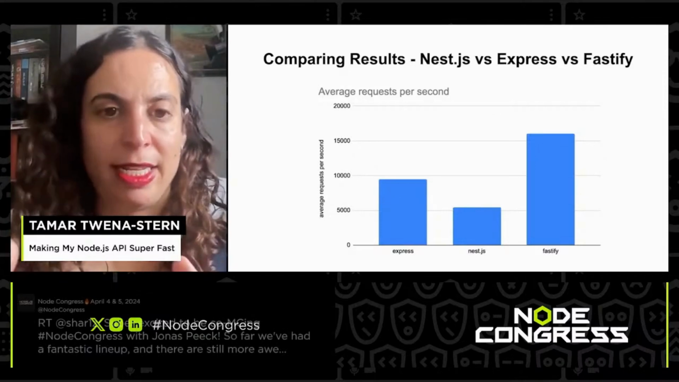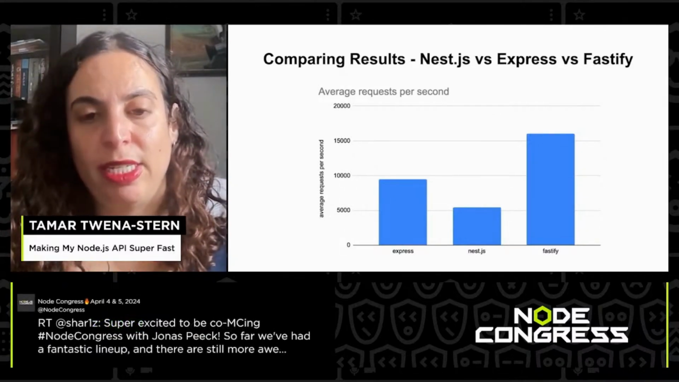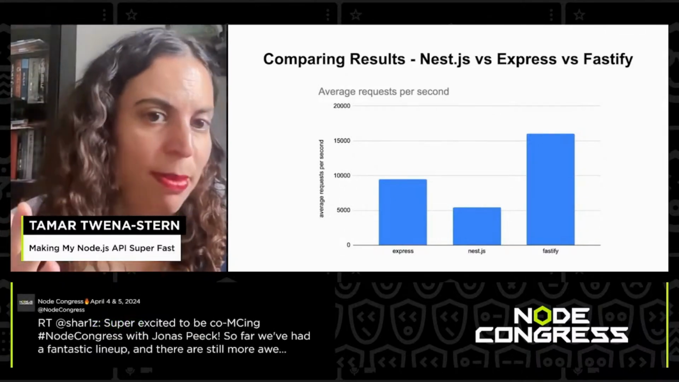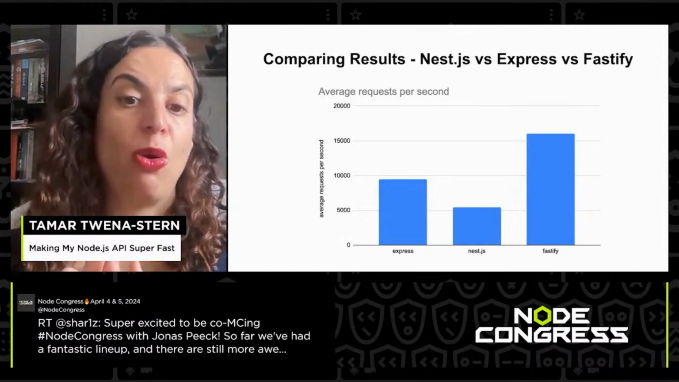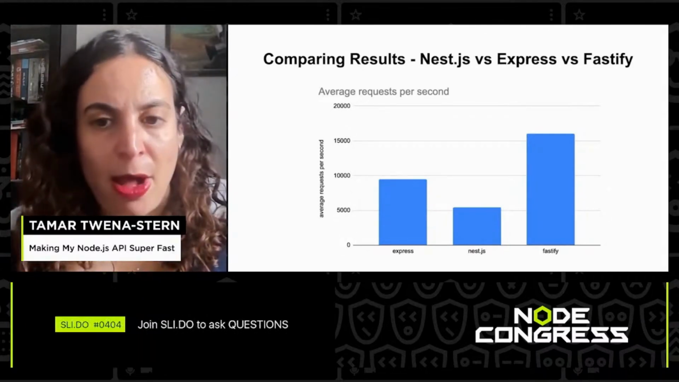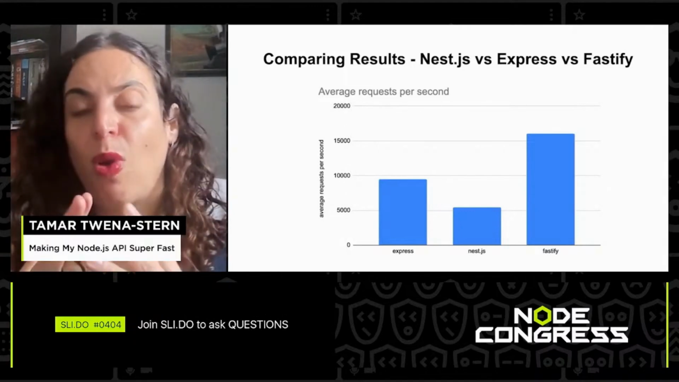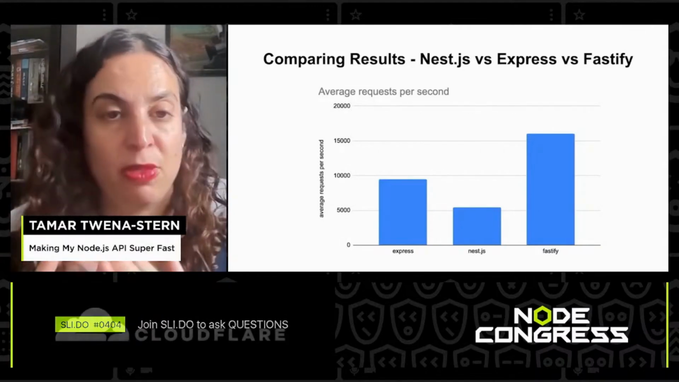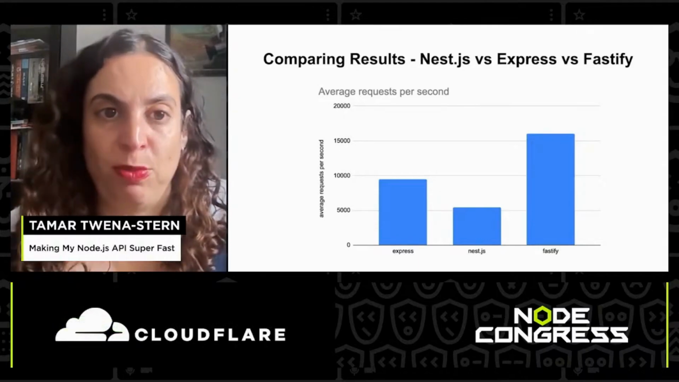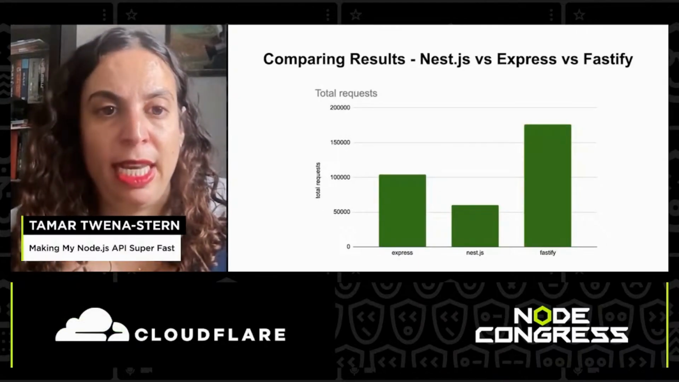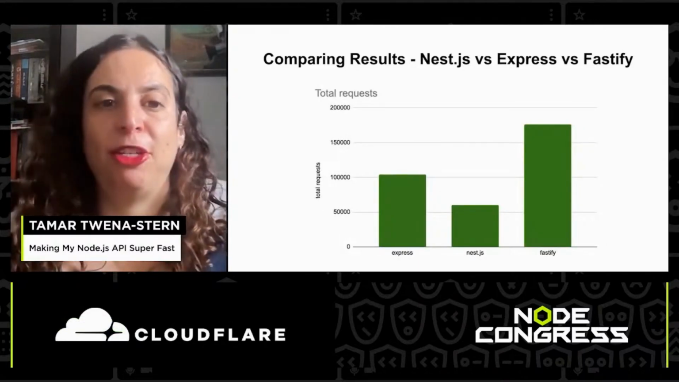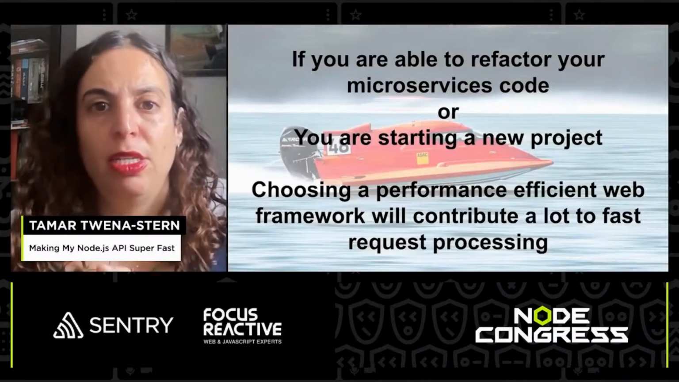If we look at it visually, we're going to see that Nest was performing about 50% slower than Express, but Fastify is currently around twice as fast as Express, at least from my benchmarking. And we can see that with multiple measurements that were done.